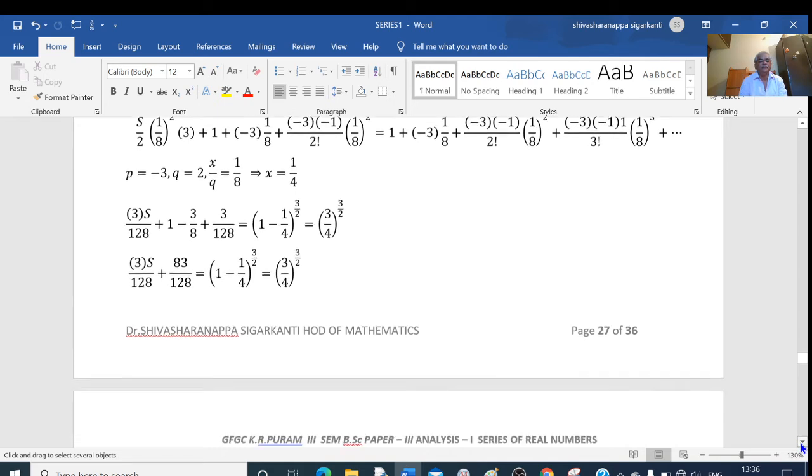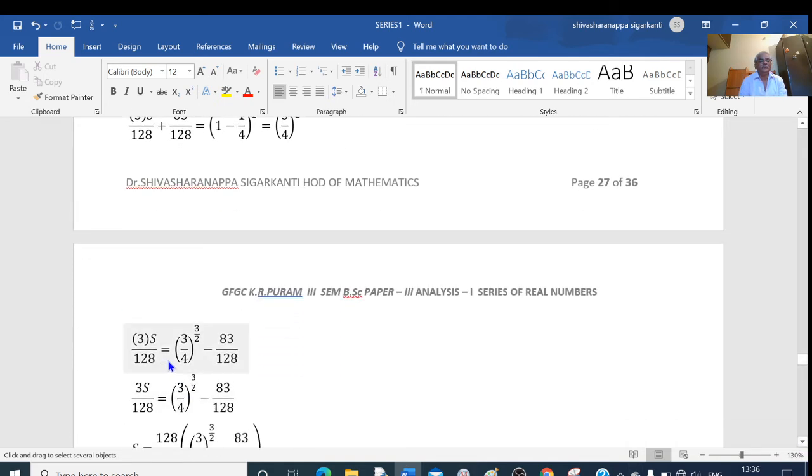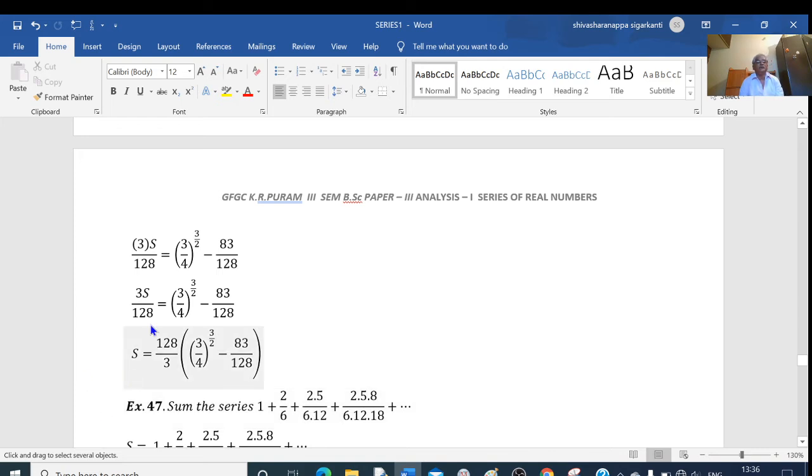Therefore, we write 3s by 128 equal to 3 by 4 to the power of 3 by 2 minus 83 by 128, or 3s by 128 is equal to the same term I have written here. Okay, then S is equal to this term minus this term. This goes to the numerator, 128 divided by 3. So 128 divided by 3 into the bracket, 3 by 4 to the power 3 by 2 minus 83 by 128. This is the required sum.